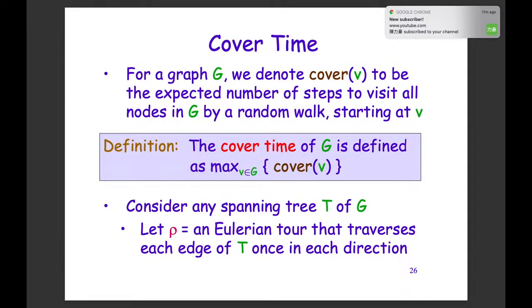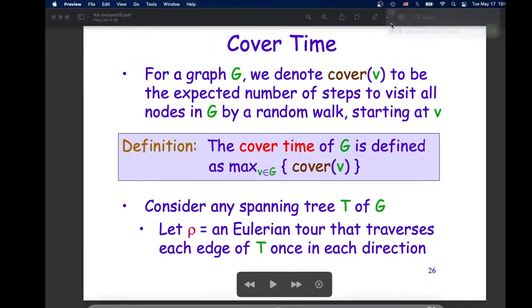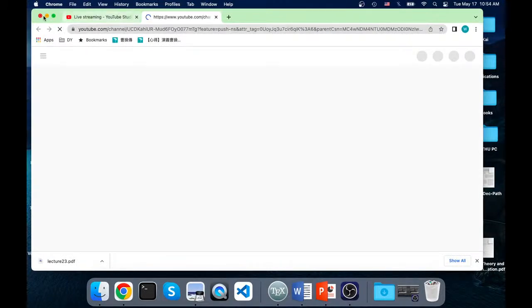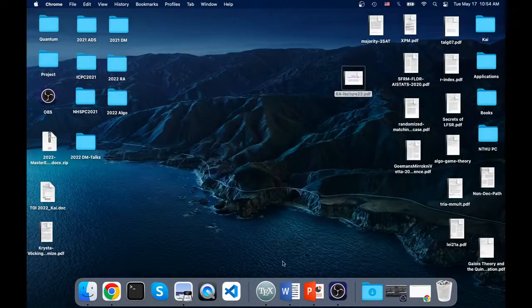So the last concept here is called the cover time. Excuse me, sorry. Let me go back. Where is it? So go back to this one.